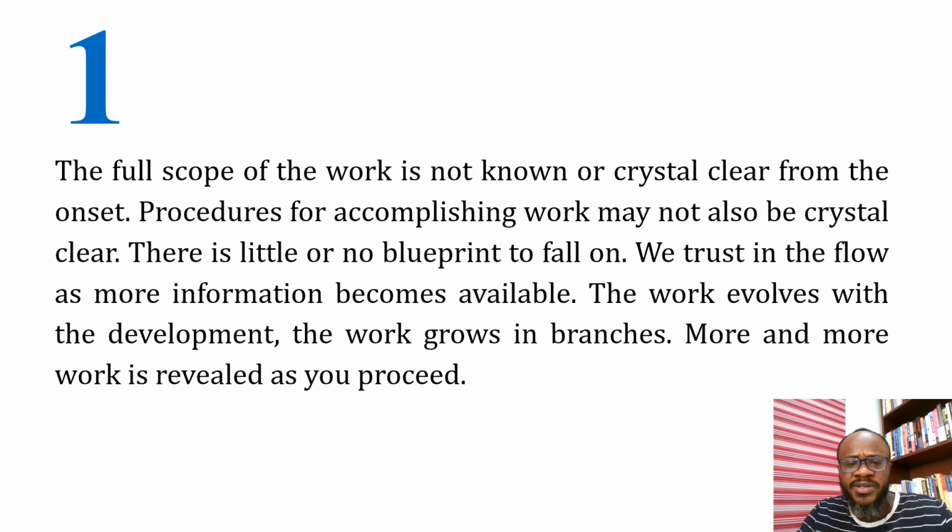Yeah, so let's go through some of these attributes in greater detail, point by point. Number 1, we use Agile when the full scope of the work is not known or crystal clear from the onset. Procedures for accomplishing work may not also be crystal clear. There is little or no blueprint to follow. We trust in the flow as more information becomes available. The work evolves with the development. The work grows in branches. More and more work is revealed as you proceed.